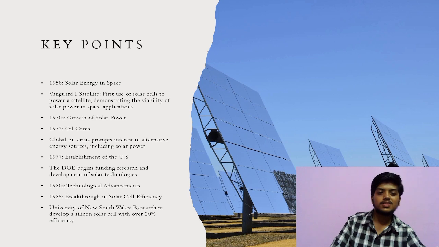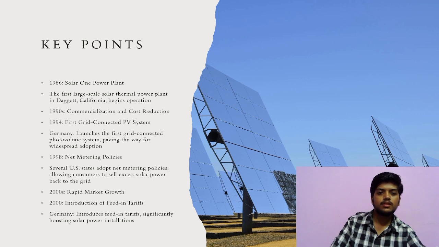1980s technology advancement, as well as in 1985, a breakthrough in solar cell efficiency. University of New South Wales research develops a silicon solar cell with 20% efficiency. In 1986, Solar One power plant, a large-scale solar thermal energy plant in the desert in California, begins operations. Commercialization and cost reduction. 1994, first grid-connected PV systems. Germany launches the first grid-connected photovoltaic systems, paving the way for widespread adoption.